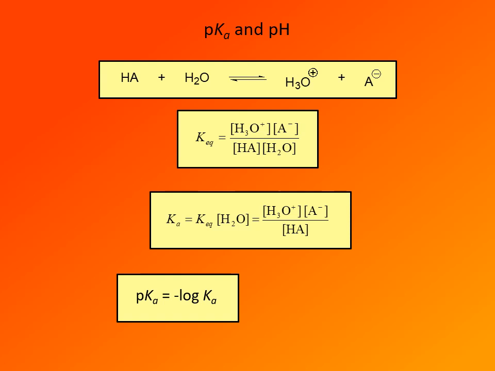And pKa could be negative. So very strong acids would have negative pKa's, like -7, -9. Those would be among the strongest acids. While acids that have pKa of 6, 7, 10, those are weak acids.